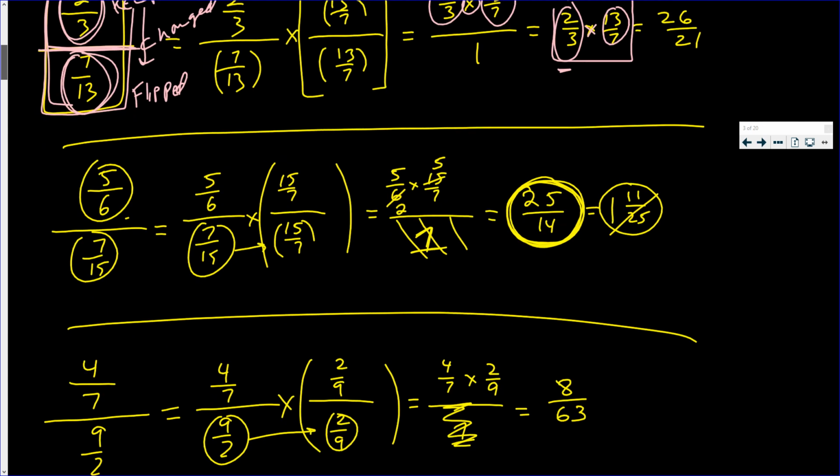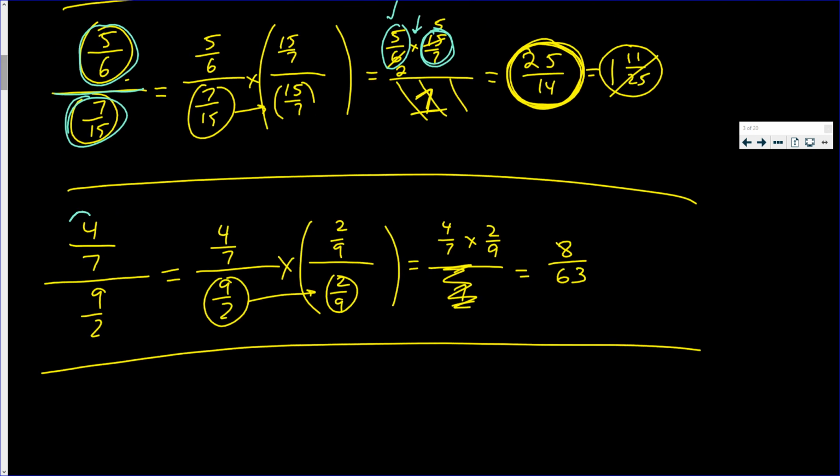Now, let's look at the next one. Other than reducing, we ended up with 5/6 times 15 sevenths. Oh, look at this. We kept the top number, we changed division to multiplication, and we flipped over the second number. And then we reduced. Next problem. We should keep the top number. We changed division to multiplication, and the bottom number got flipped over.